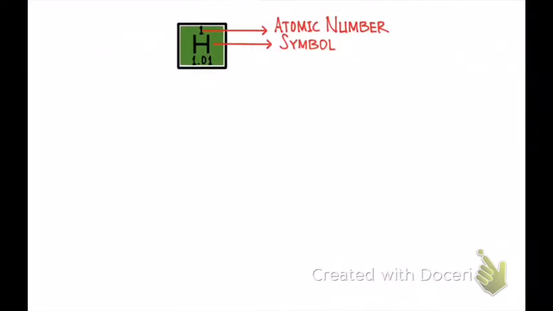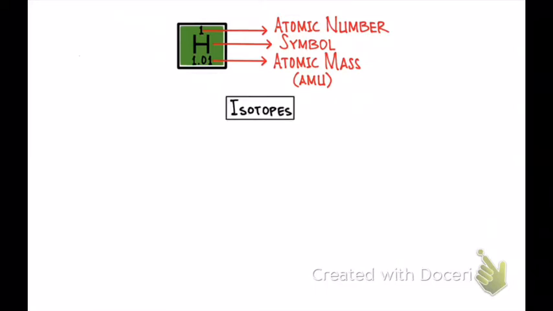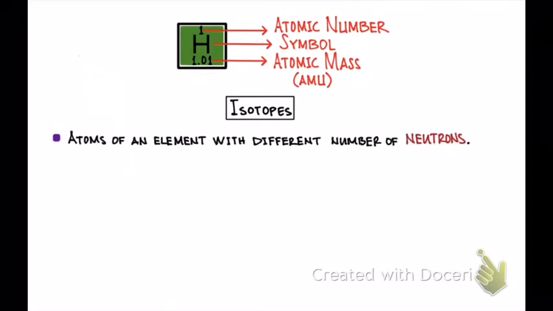So when you're looking at an element in the periodic table, there are 3 things that you need to know. The first one is the atomic number, the second one is the symbol, and the third one is called the atomic mass. And the atomic mass typically has a unit called AMU, or atomic mass unit. But before we get into the detail regarding atomic mass, let's first talk about isotopes and how they're different from a normal atom. Isotopes are basically atoms of a given element with a different number of neutrons.